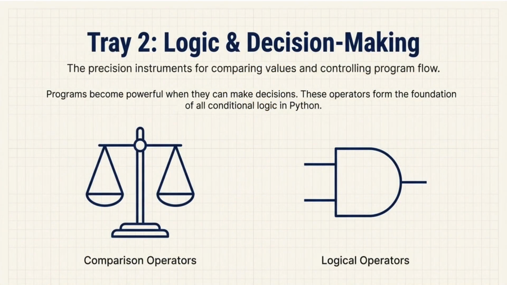Now let's look at the tools that help Python make decisions. Programs become powerful when they can compare values and choose what to do next. We have two important groups of operators. Comparison operators, which check greater than, less than or equal to, and logical operators, which help us combine conditions. Together, these operators form the foundation of all decision making in Python.